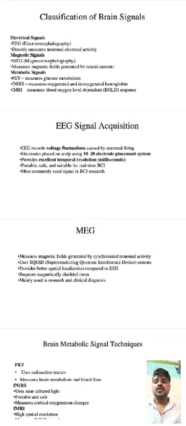MEG. MEG stands for magnetoencephalography, the measurement of the magnetic field generated by neural activity. It is used alongside the EEG signal. It responds in a magnetically shielded room and is mainly used in research and clinical disorders. Brain metabolic signal techniques such as PET, fNIRS, and fMRI are used for high resolution measurement of brain oxygenation and blood flow.